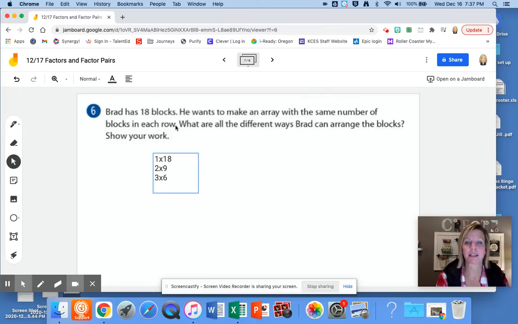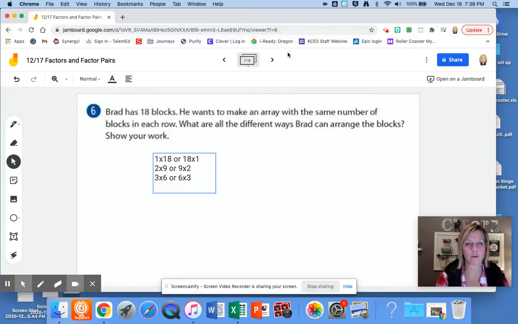So it says, what are all the different ways Brad can arrange his blocks? He can do 1 times 18 or 18 times 1, right? He can do 2 times 9 or 9 times 2. He can do 3 times 6 or 6 times 3. He could have arranged his blocks in a number of different ways.